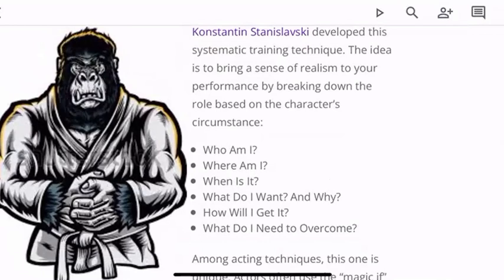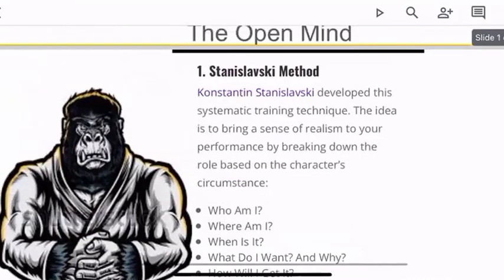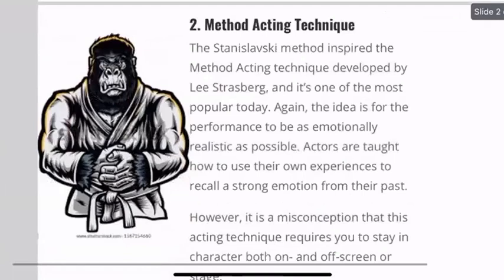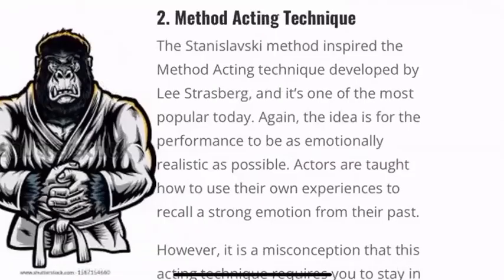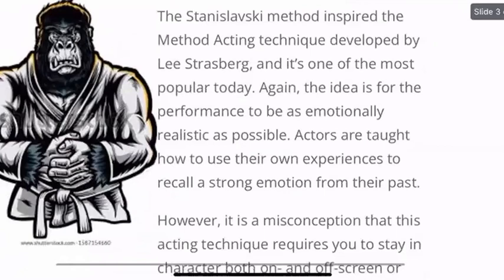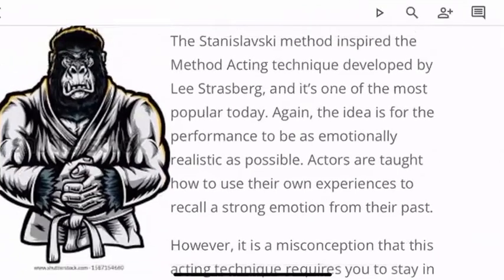So let's go to the second method, the method acting technique, method acting. I know you guys have heard, or you may not have heard of method acting, but that's a very popular acting style. So this one was inspired by the last technique and is one of the most popular. Again, the idea is for the performance to be as emotionally realistic as possible. Actors are taught how to use their own experiences, to recall a strong emotion from their past.